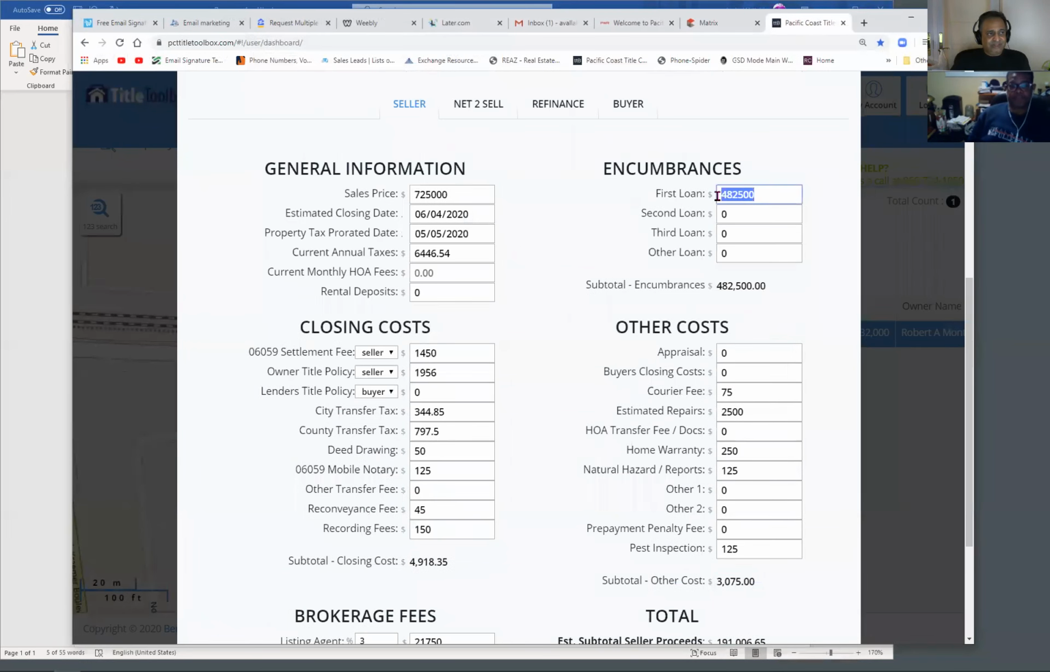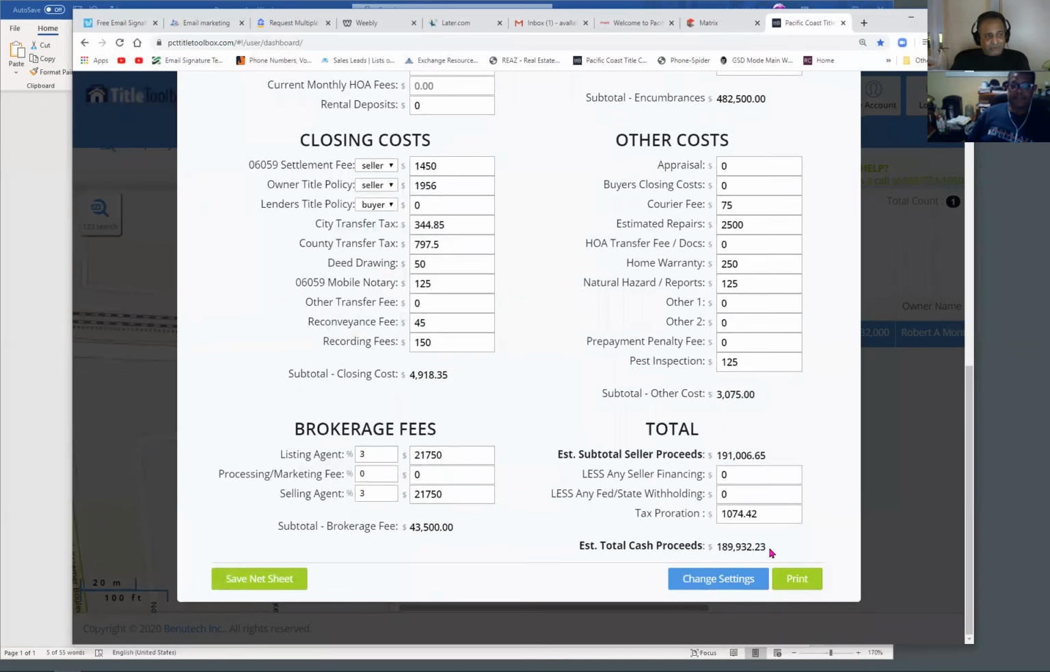You see this number here? That was the amount loan owing, right? Yes. His net proceed is this. This is how much he's going to make out of everything he did. This is how much he's going to get in his pocket. You notice something? There's a tax proration here already. So he was going to get 191. With the tax proration, he's going to get 189. Nice.